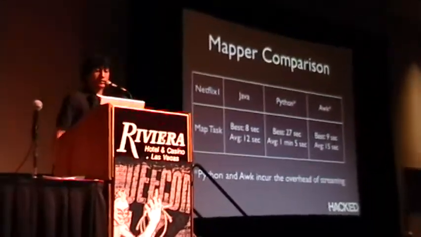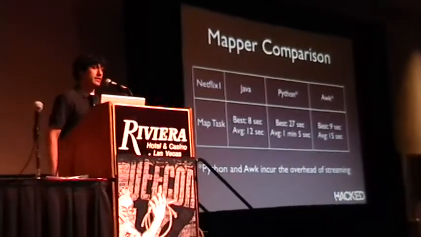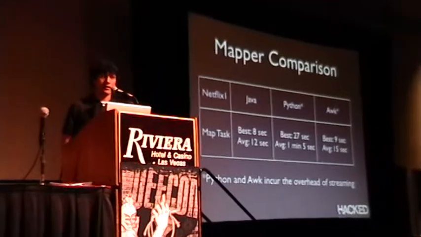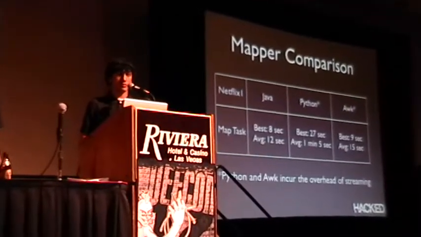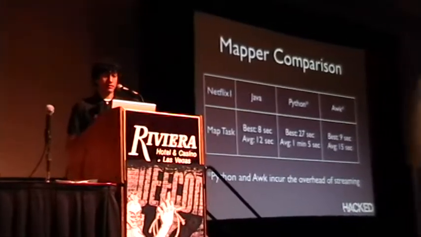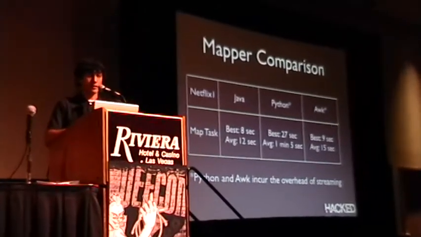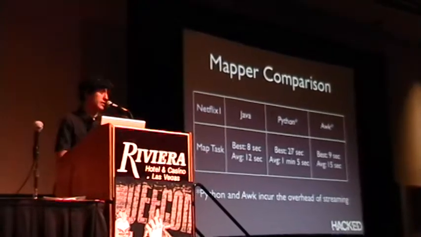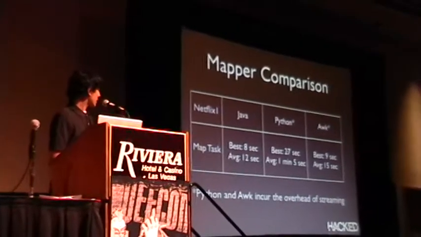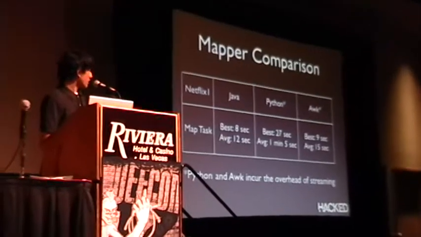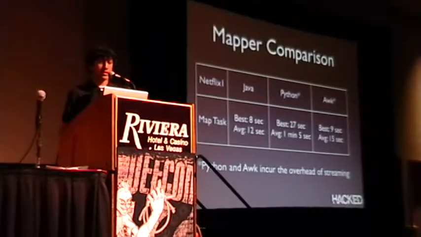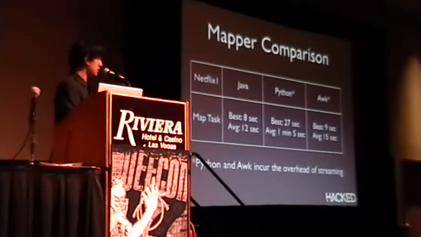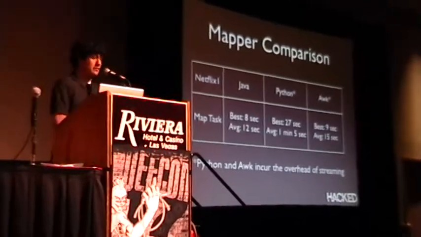Here's some mapper comparison times. Java's best was 8 seconds a node, and it averaged 12. Python and AWK incur a streaming overhead, because streaming has to add all these functions to translate a MapReduce job into standard in and standard out. So you can see Python really doesn't do that great compared to Java, but AWK, since it's a really fast executable, best was 9 seconds, average 15. So you can see that 2-line file is pretty comparable to that large Java file that you saw.